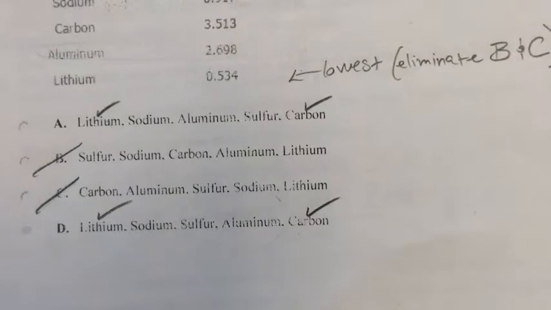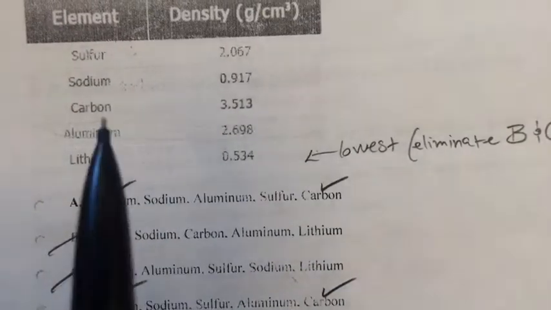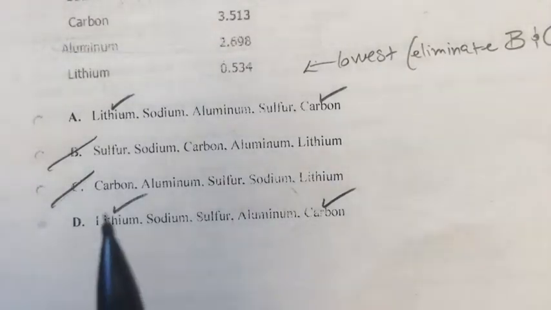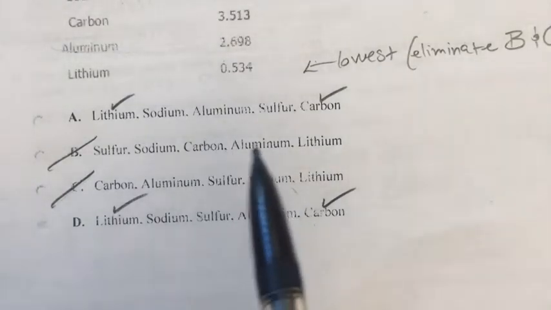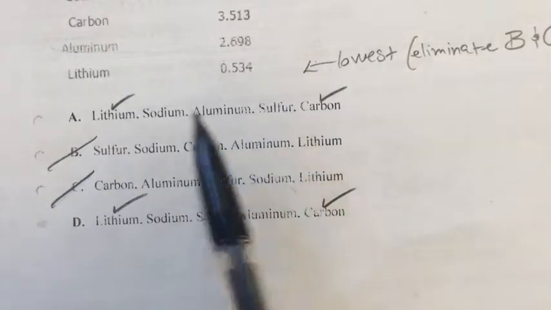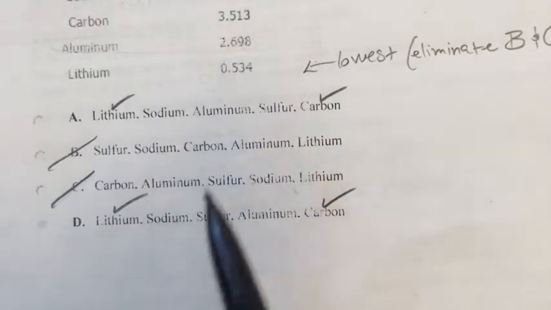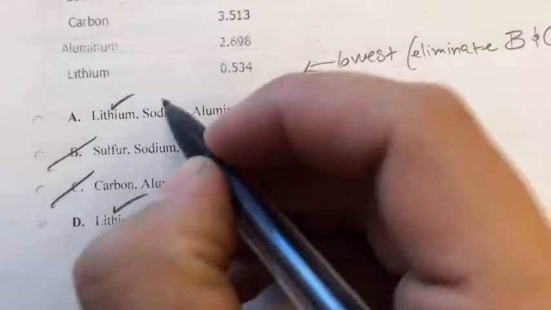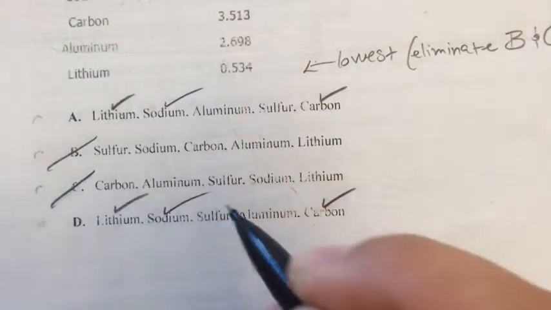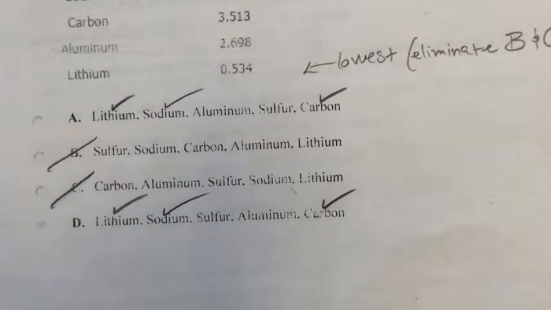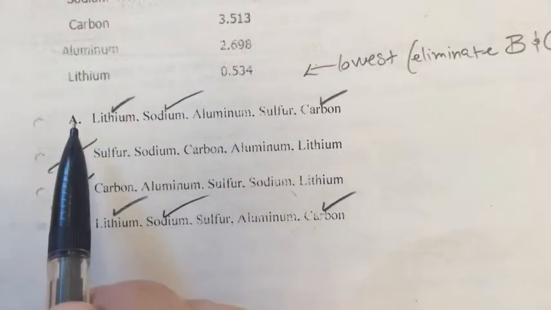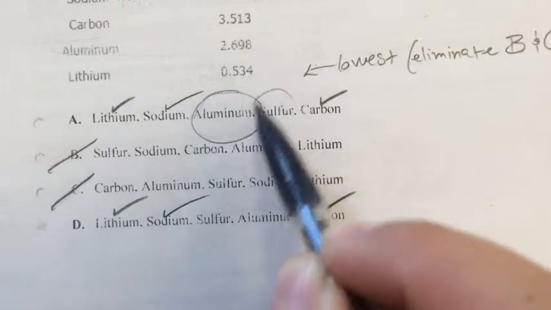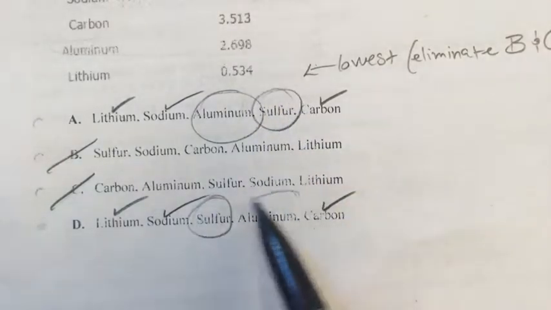Carbon is at the end in both cases, so figuring out that carbon was the biggest value isn't really going to help me either. Now is where I start to see a change. They've got sodium, aluminum, sulfur, and then sodium, sulfur, and aluminum. In both cases, sodium is first, so I don't have to worry about that. The only difference between list A and list D is the order of sulfur and aluminum, right?